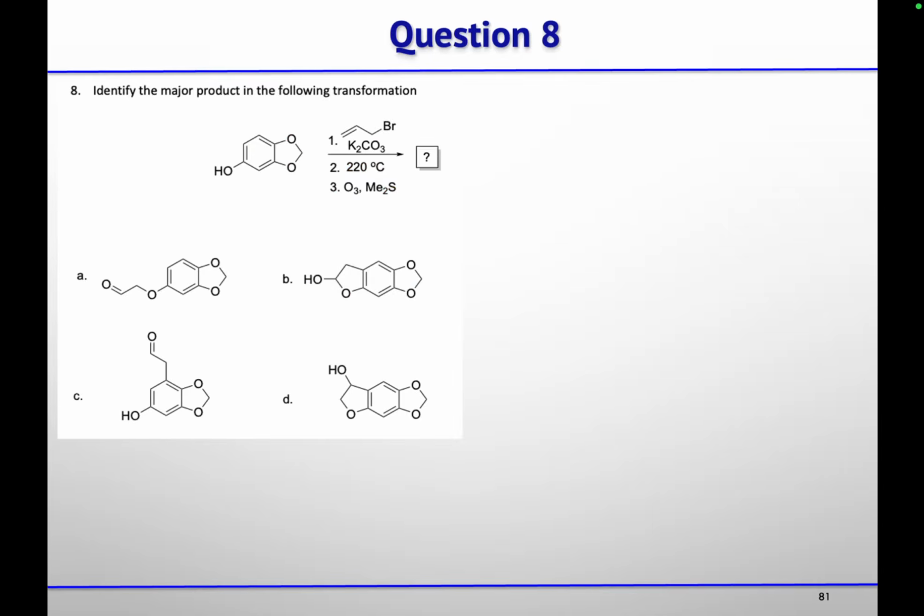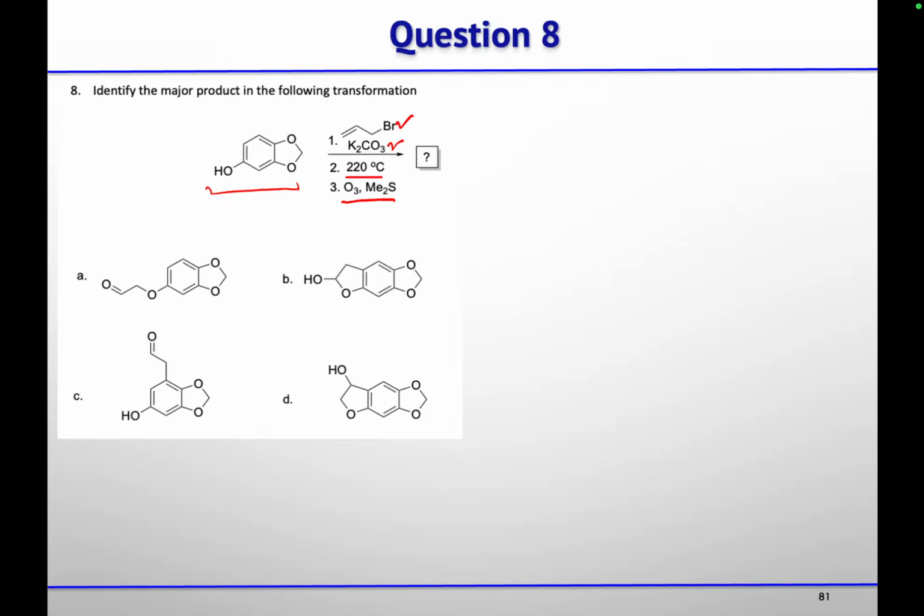The next question is: identify the major product formed in the following transformation. So you have phenol, and you are treating it with base and allyl bromide first, then heating, and then ozonolysis and quenching with dimethyl sulfide. First, the alcohol is there, and on treatment with base, the phenoxide ion will form. Then reacting with allyl bromide, substitution will give you the O-allylation product.